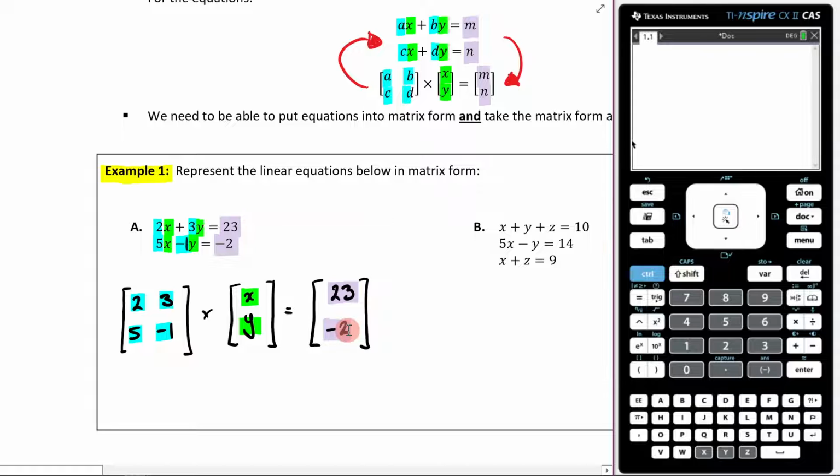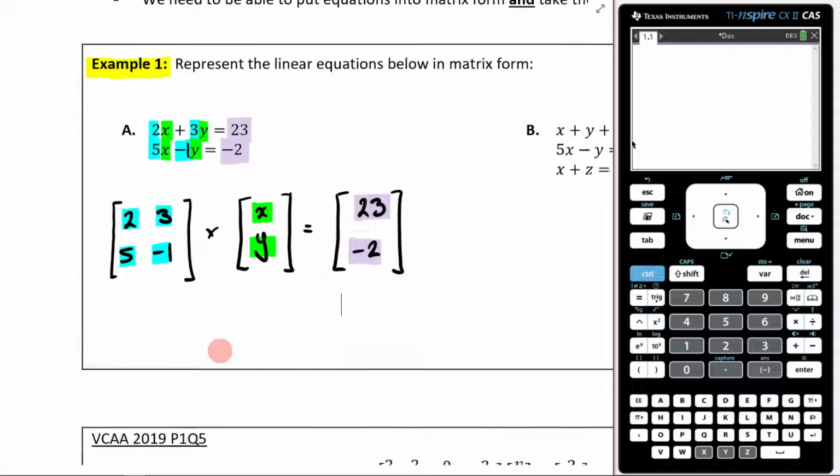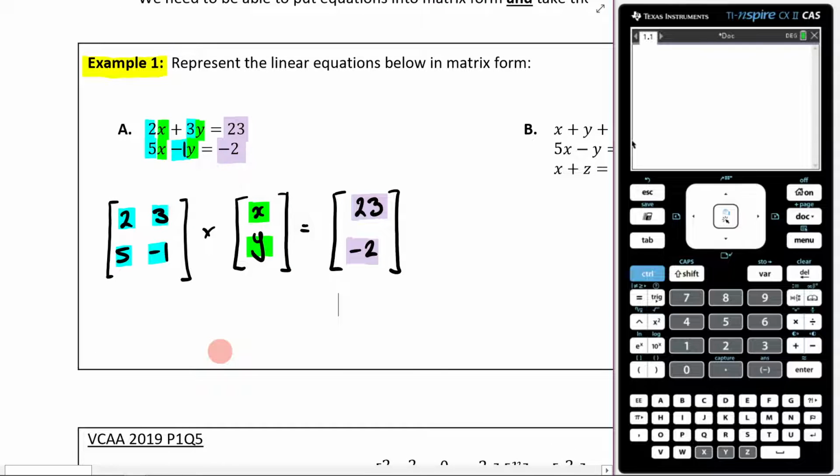Now let's talk about why this works. The reason why this works is because you've got to understand how matrix multiplication works. So remember, matrix multiplication, if I wanted to multiply these two matrices together, well, this is a 2 by 2, and this is a 2 by 1. So I know that the product is going to be, well, remember, you just ignore these, a 2 by 1. So we'll come over here.